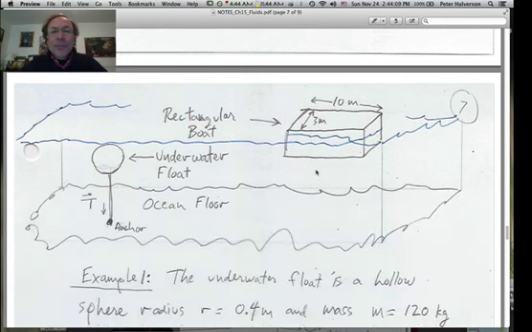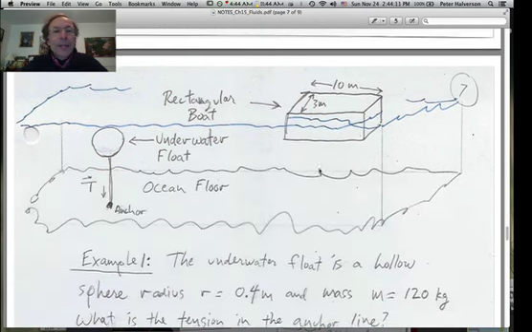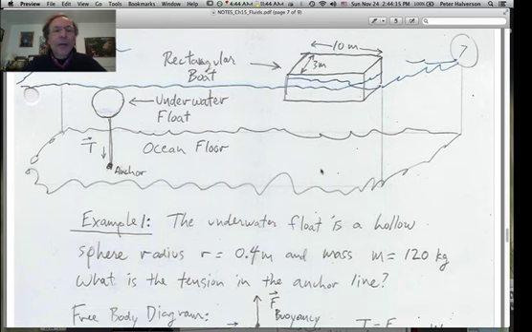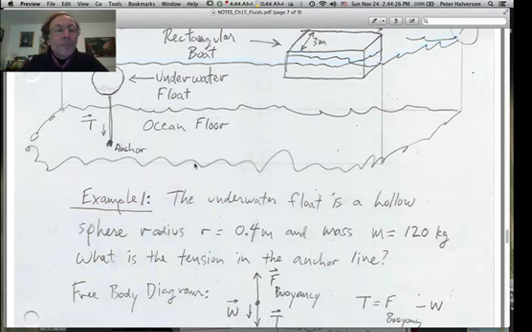So I'm on the next page now. Let's consider two things that are in the water. On the left, I have an underwater float, and on the right, a boat. We'll start with the underwater float. So this float is underwater, and it's being held down by the tension of a rope, and the rope is anchored to the bottom of the ocean.